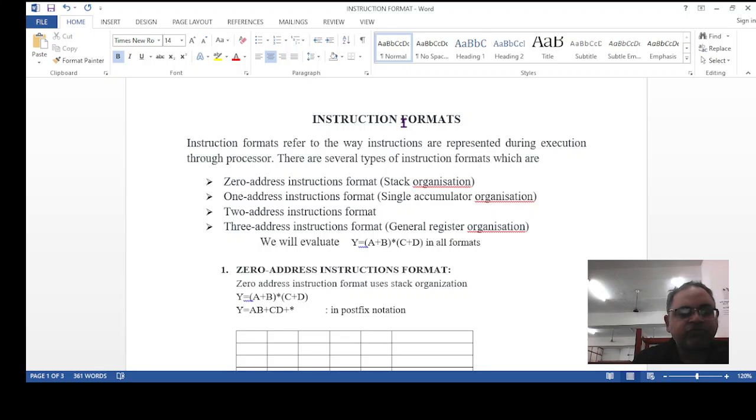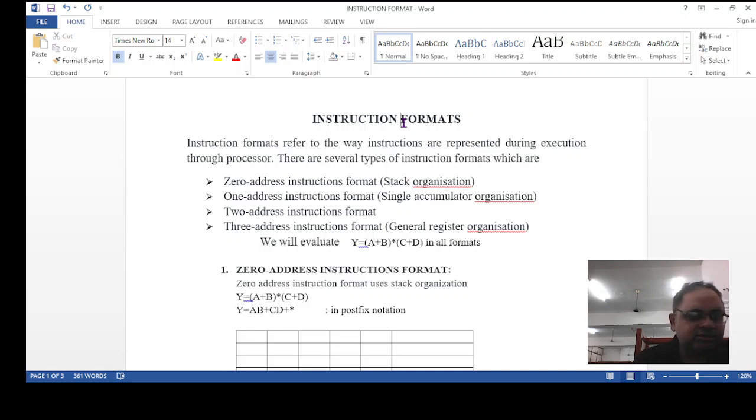What is the instruction format? Instruction format means how an instruction is represented within the processor. What is the instruction? When we are doing a plus b, we are giving 10 plus 20. So we are telling the processor to perform the addition of 10 and 20. That means we are instructing the processor to perform the addition of 10 and 20.